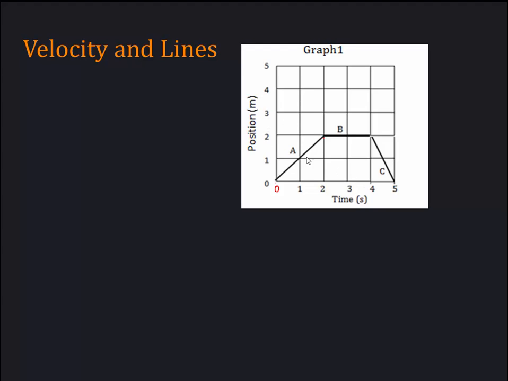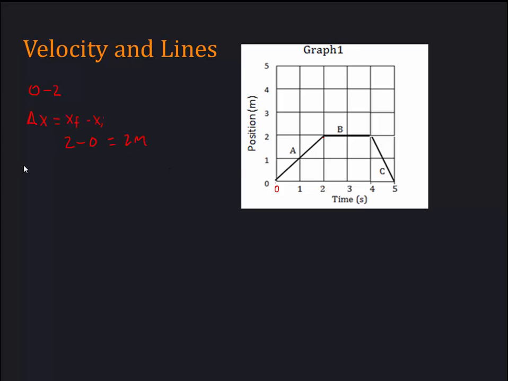So for instance, if I look at this part of my graph, just the first 2 seconds, so from 0 to 2 seconds, and I want to know about its velocity, that means I want to know displacement, I want to know time. And I can look and I can get displacement. Remember, displacement, which is change in position, which I'll write like this, that's delta x, is final position minus initial position. That would be 2 minus 0, which equals 2 meters.